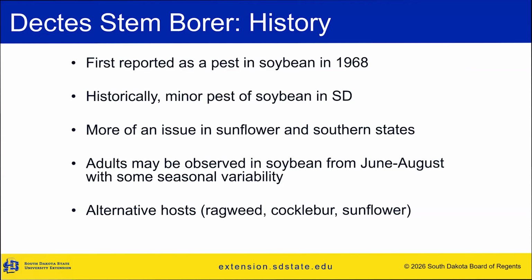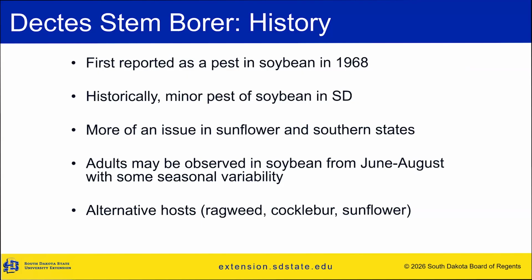Now, the adults may be observed in soybean from June to August, but there is a lot of seasonal variability associated with that. As you can imagine, here in South Dakota, our springs aren't always cut and dried. Sometimes we have snow on the ground later than normal, and sometimes it warms up a little bit earlier than we may have expected it to. And all of that results in having quite a bit of variability. But we do know from our research that typically, sometime from mid to late June through July, you can find the adults out in soybean fields with a sweep net. And then the question is, how long are they active? And most of the time they're active through August, which makes our management a little bit more difficult, which we will talk about.